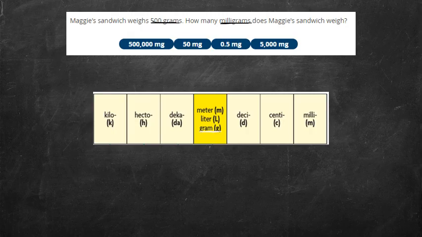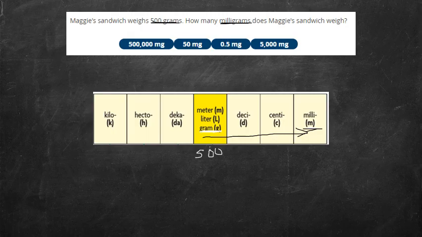Grams are located right here. And I want to figure out how many milligrams are in those many grams. Okay, so we're trying to get here. All right, now Maggie's sandwich weighs 500 grams. And I know we need to go in this direction. And one of our rules says in order to go from a larger measurement to a smaller measurement, we're going to multiply by powers of 10. And there are 3 powers of 10 between grams and milligrams.